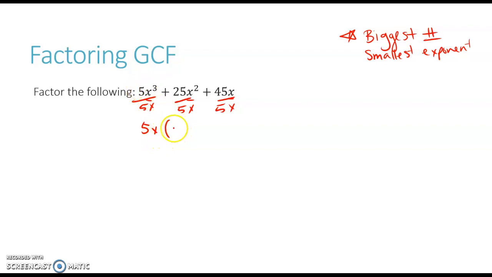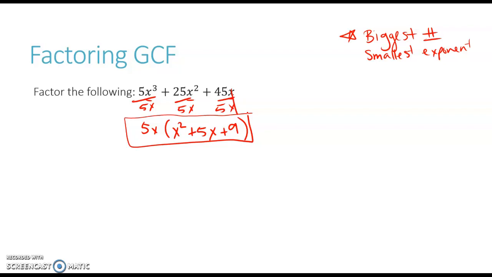5x cubed divided by 5x is just going to be x squared. 25 divided by 5 is 5. X squared divided by x is x. And then 45x divided by 5x: 45 divided by 5 is 9, and x divided by x goes away, so we're left with just the 9. And that is our final answer, because we're just factoring out the greatest common factor.